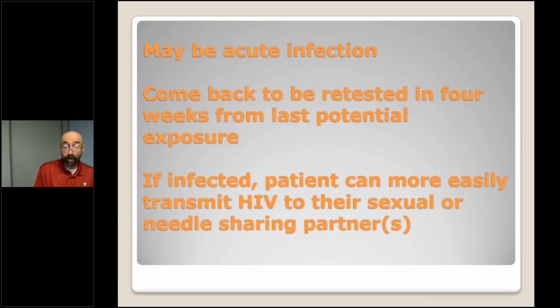We'd want them to come back 4 weeks from their last potential exposure. So you'll need to say, when was the last time you had any unprotected sex with anybody, not somebody you're concerned about or maybe your present partner, but anybody at all? And when was the last time you shared a needle with somebody? From that date, come back in 4 weeks. If it's been longer than 4 weeks already, have them come back in about 4 weeks from the time you drew the blood. If the person is infected, and we talked about this already, they can more easily transmit HIV to their sexual or needle sharing partners during their acute infection.